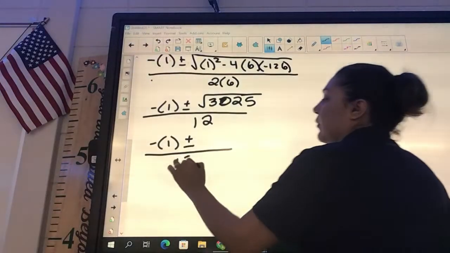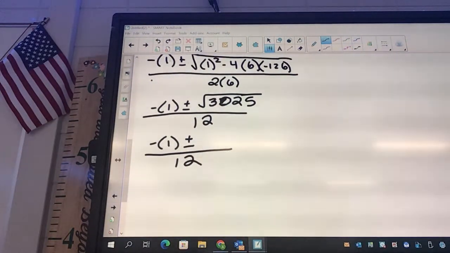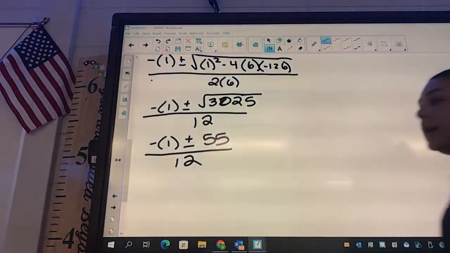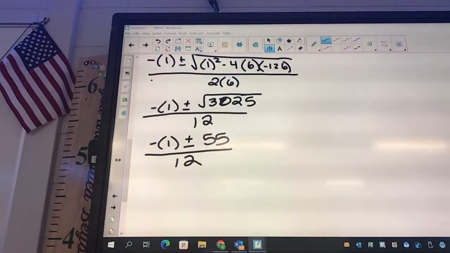Okay, what is the square root of 3,025? 55. Okay, and now you do the plus minus version on your calculator.